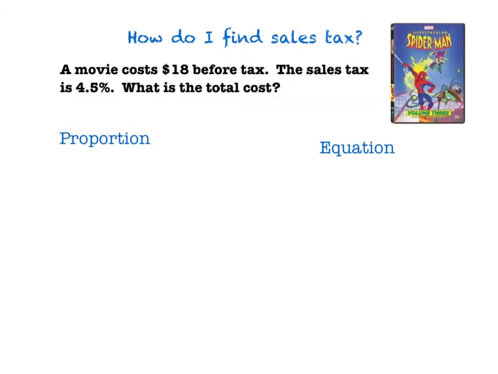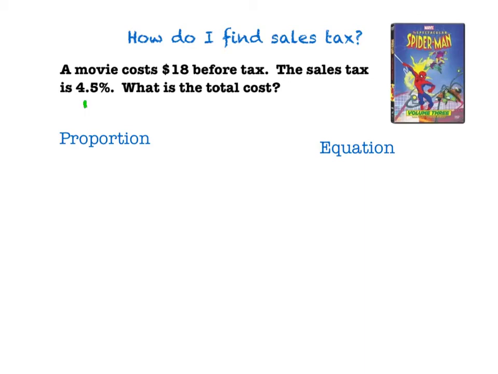So for our next one, how do I find sales tax? Well, sales tax is also a markup. And so it's going to be figured just like we did the problem before. So again, because some of you are going to like to use the method of solving it with an equation, and some of you will like it by solving it with a proportion, I'll do it both ways. A movie that costs $18 before tax, and the sales tax is 4.5%. What is the total cost?